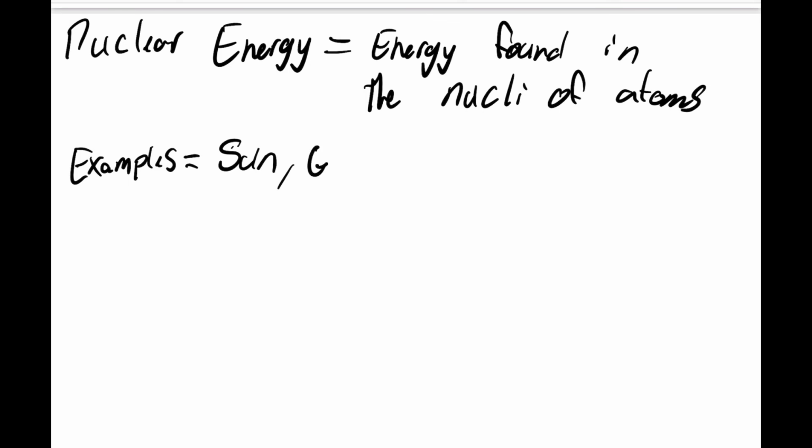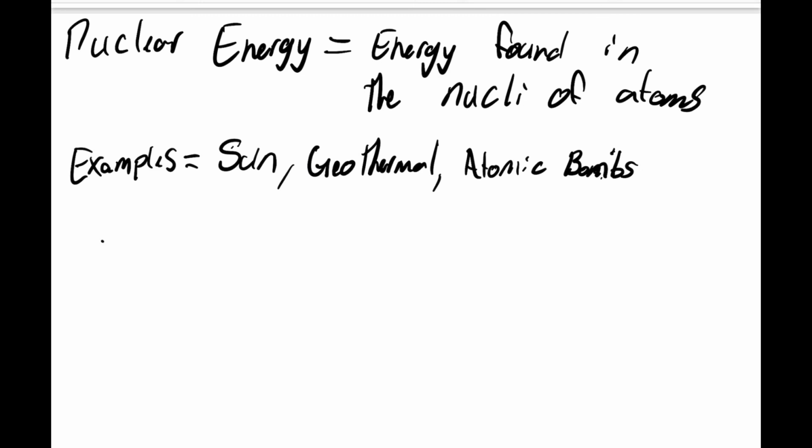We have geothermal energy released by the earth. This is normally caused by nuclear fission, which is when big particles break apart to make smaller ones. You could also have nuclear power plants. You could have atomic bombs. You could also have medicines like chemotherapy use radiation from nuclear decay as well.